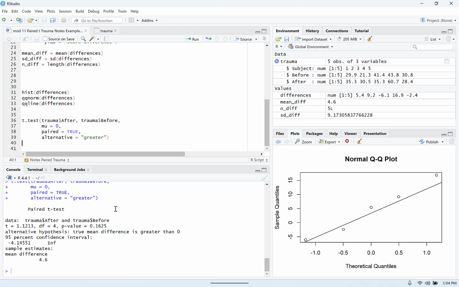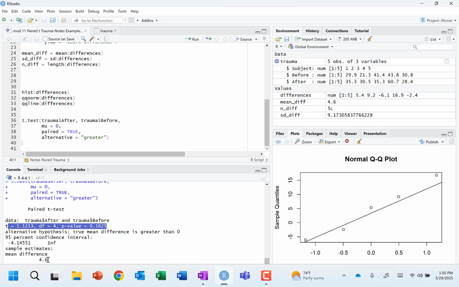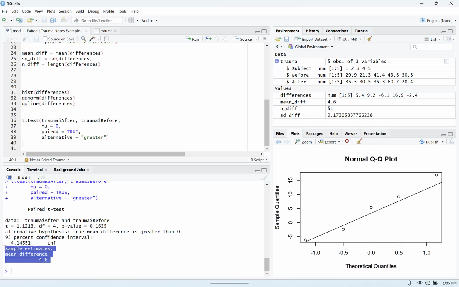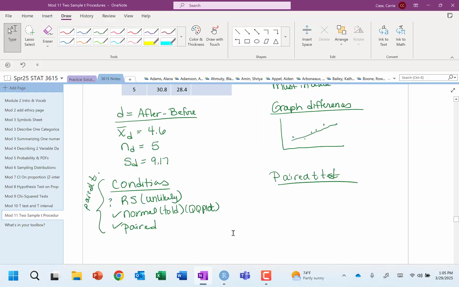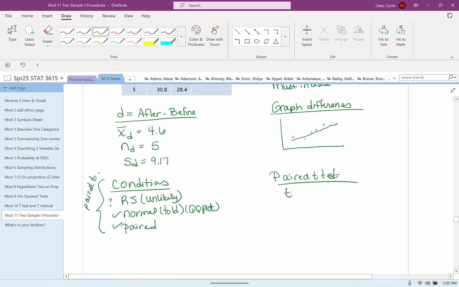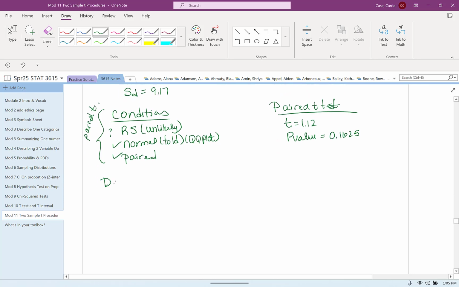And I have my paired t-test with a t-test statistic of 1.12 and a p-value of 0.1625. And by the way, the mean difference, this is the sample mean difference d bar that shows up in this output. Okay, so p-value is 0.1625, t-score is 1.12. So t equals 1.12, p-value equals 0.1625.